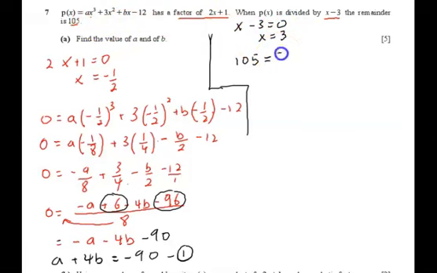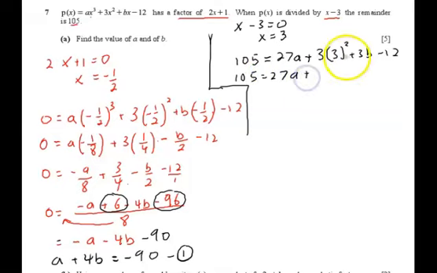So you'll be getting 27a. It came from x cube, 3 cube is 27. Here will be 3 multiplied with 3 square, and here will be 3b minus 12. So we can simplify this to make it 27a, and here we have 9 times 3, which is also 27. This is 3b minus 12.